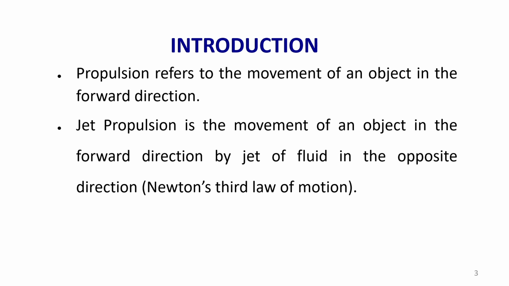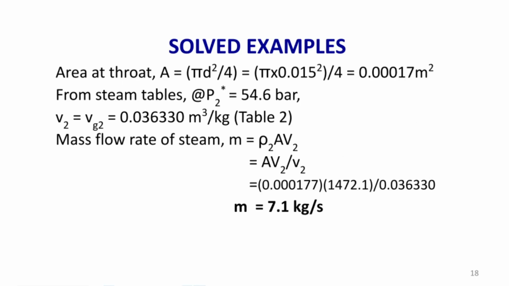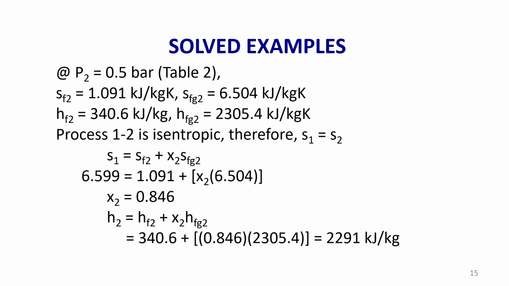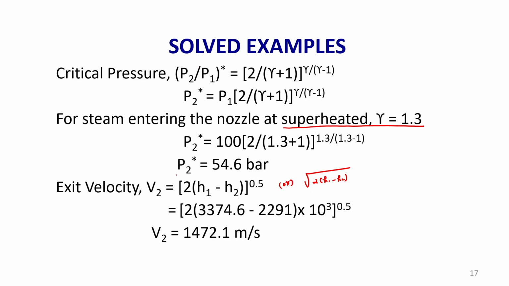Let me go to the previous numerical question where I stopped. Here, one table which we have not used is, here I told to find out the specific volume at 2. This specific volume has to be found out from the critical pressure. The critical pressure which we have calculated is P2 star equal to 54.6 bar.